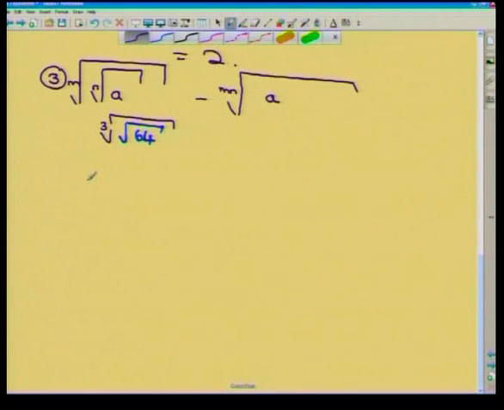So using this principle, we could say this is the cube root, and the square root of 64 is going to be 8. 8 times 8 is 64. And the cube root of 8 is going to be 2. So it works out very nicely like that.